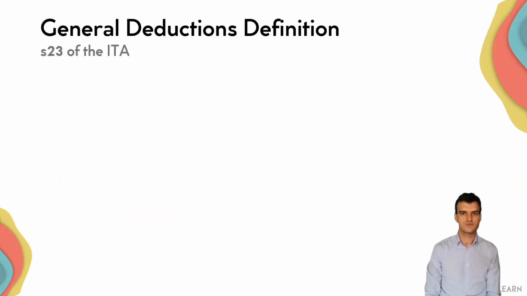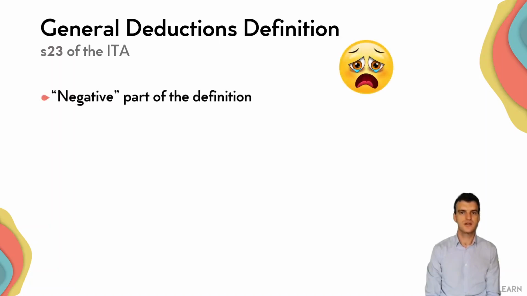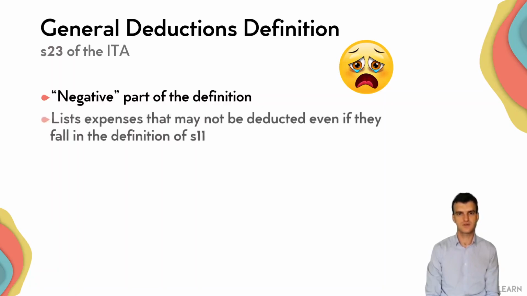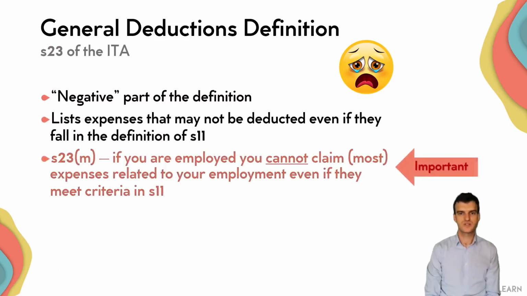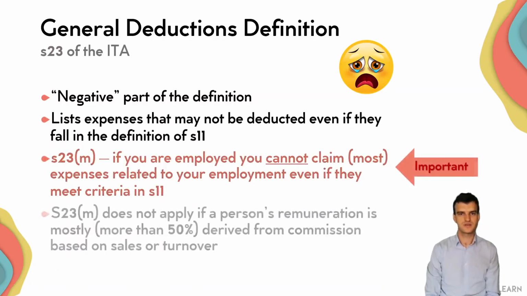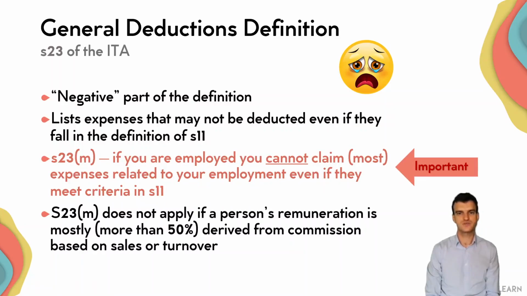Then I've also mentioned that Section 23 of the Income Tax Act is also important for the general definition, or for generally determining whether something is deductible. This section lists different instances of types of expenditures that aren't deductible, even though they may comply with the requirements in Section 11. Most importantly for our purposes is expenditure related to your employment.